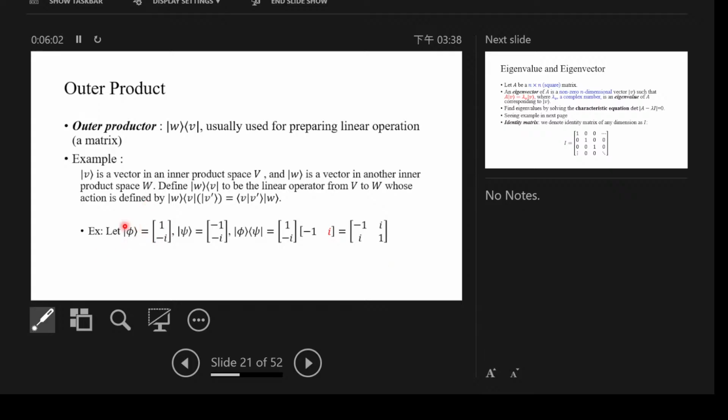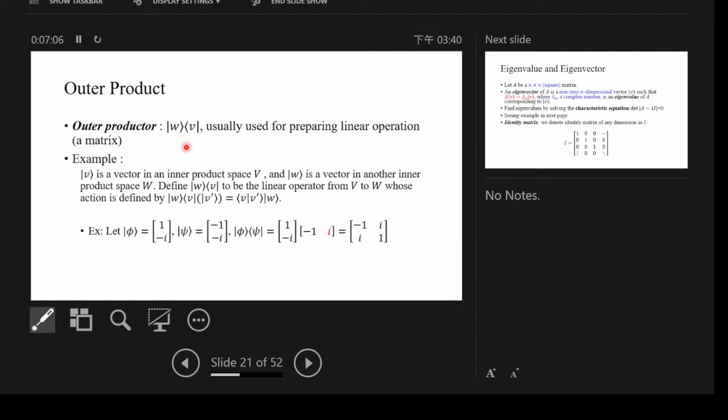Here we see a more explicit example. We have phi equal to (1, -i), and psi equal to (-1, -i). We can write down the phi vector as (1, -i), and the psi bra vector is (-1, i), because we do transpose and conjugate. The -i is conjugated to i. Then we just apply the matrix multiplication rule to those two matrices. Let's do this slowly. The first row will be 1 times -1, which gives -1. 1 times i equals i. Then -i times -1 becomes i. And -i times i becomes 1. So outer product, at face value, just gives you a matrix.